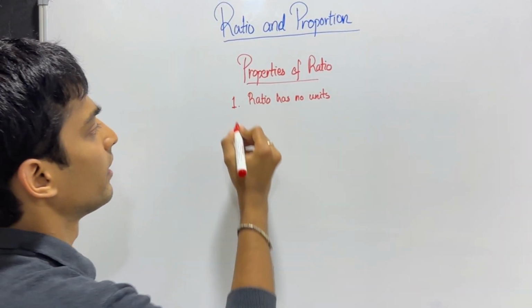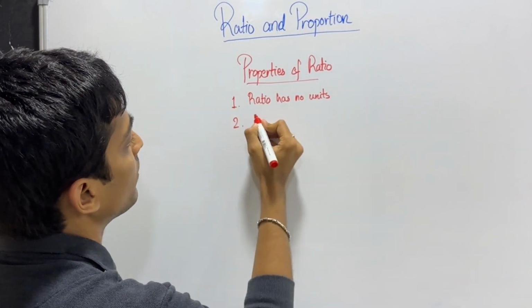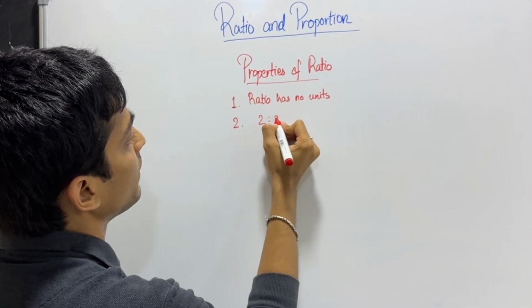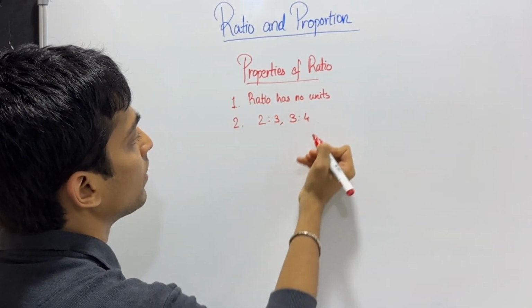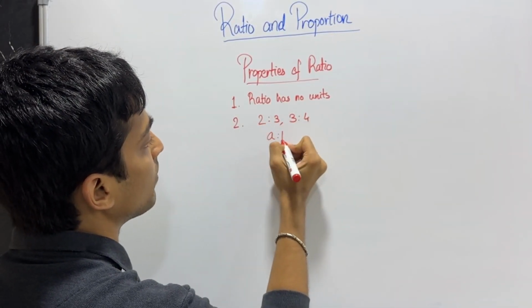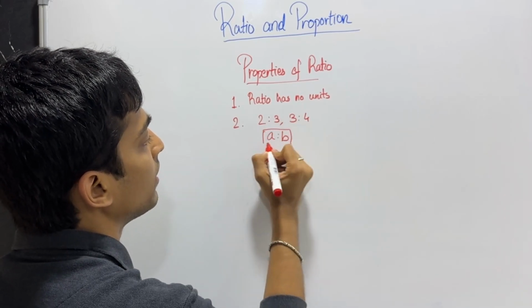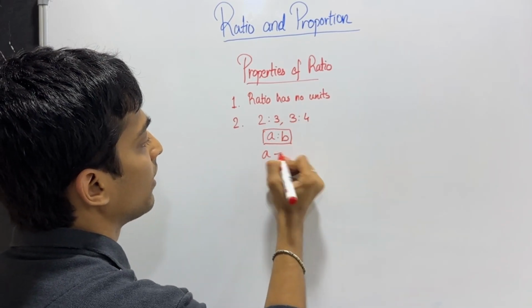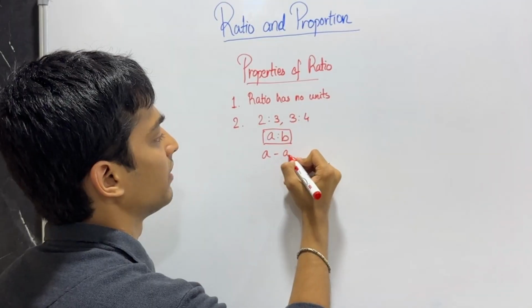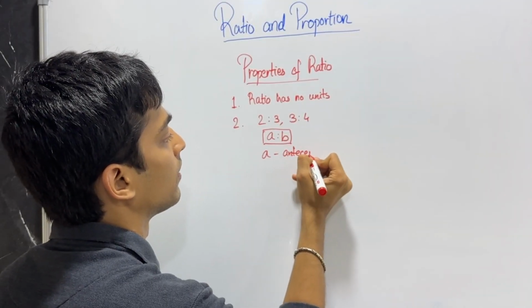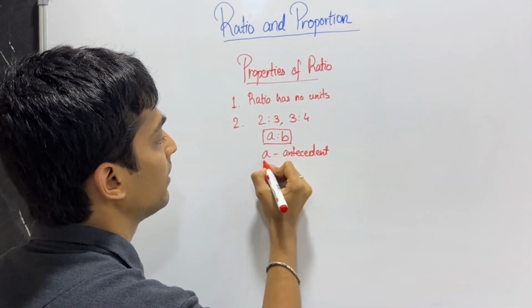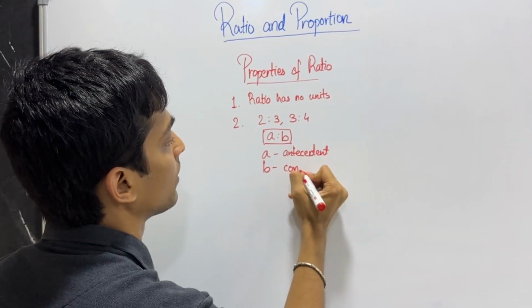So ratios are written with a colon symbol. Let's say 2:3, 3:4. So A is to B. It's written as A is to B, where A is called the antecedent and B is called consequent.